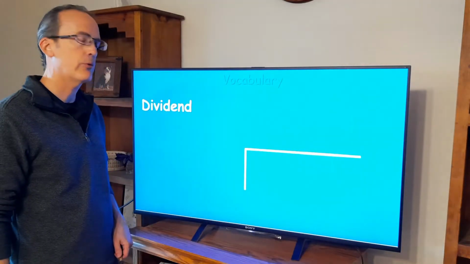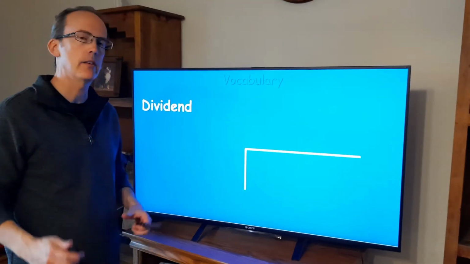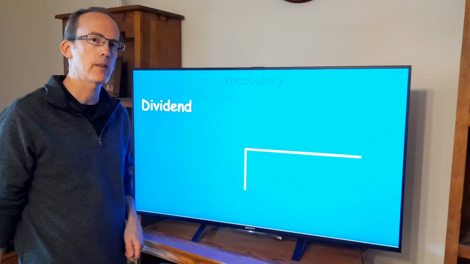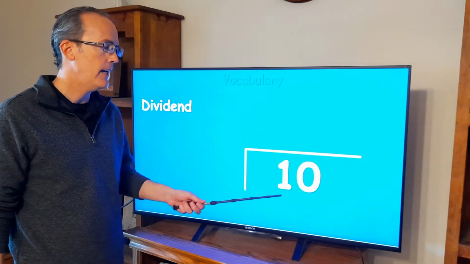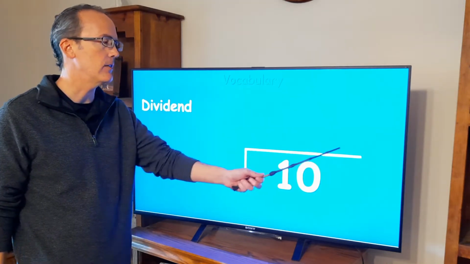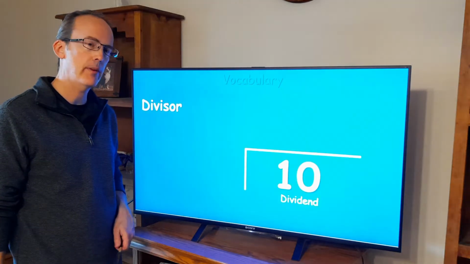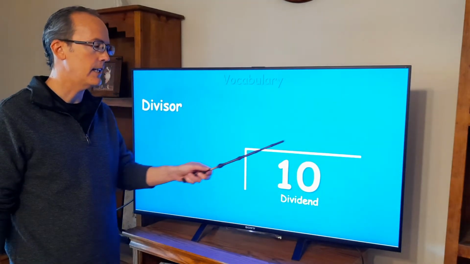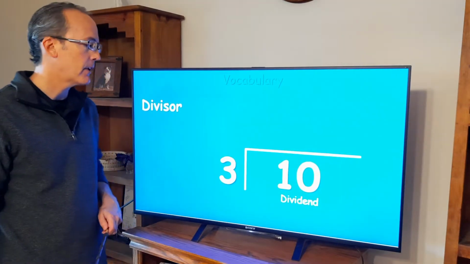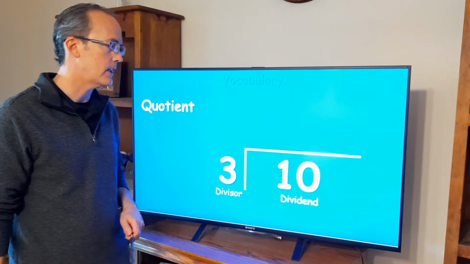First of all, a couple words we need to know. First one being dividend. Dividend is the large number that we're going to be working with and sharing with our smaller number. So 10 is the large number. That's the dividend. It goes inside this little symbol. The next word is the divisor. This is the number that's going to be sharing the dividend. And that number goes on the outside. 3 is the divisor here. It's the one that's going to be doing the work.